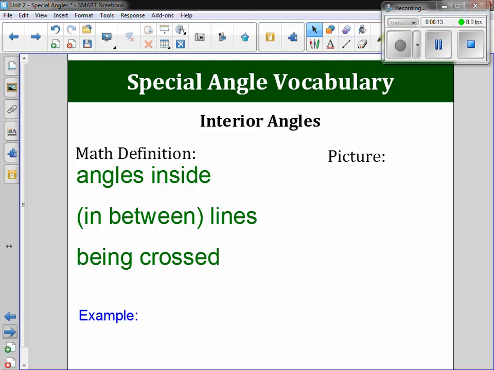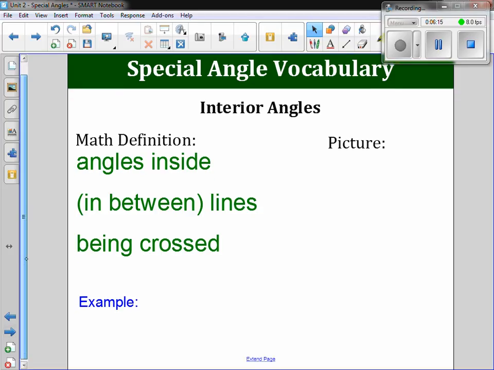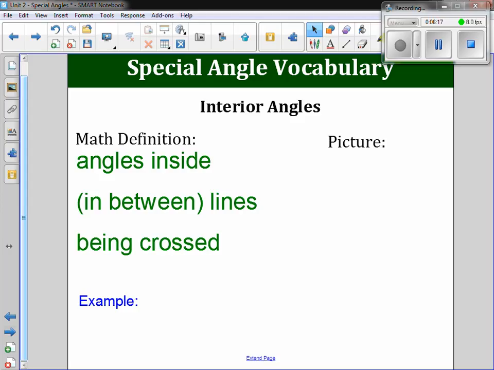Our next type of angles are interior angles. These are angles that are inside or in between lines that are being crossed. Here are our two lines that are being crossed by a transversal. We will number them as 1, 2, 3, 4, 5, 6, 7, and 8. The interior angles are going to be the ones that are in between the lines being crossed.